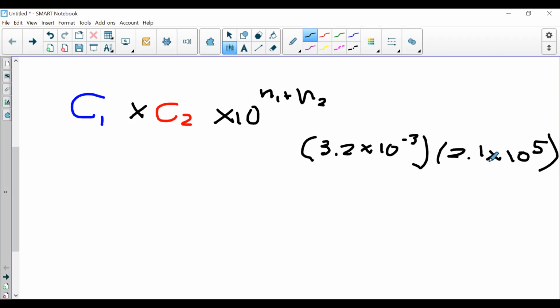So I'm going to type this in really quickly. 6.72. So we're going to have 6.72 as our new coefficient, multiplied by 10. And now when we add these exponents, I want to remind you that when you add a negative number to a positive number, it's the same as subtracting. So 5 plus negative 3 is equal to what? 2. There we go. So this new number is going to be 6.72 times 10 to the 2nd.